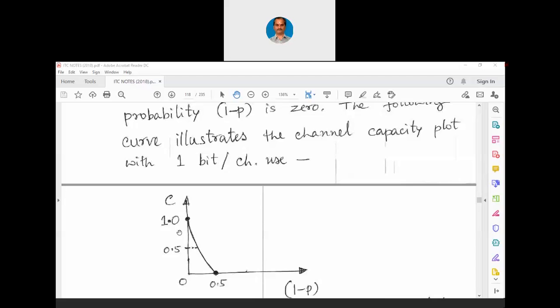So when 1 minus P is 0, C is maximum, 1, and C will become 0 when 1 minus P is 0.5, that we have seen here. So between 0 and 0.5, when 1 minus P is increasing, gradually C is reducing. And when 1 minus P is 0, C has a maximum value. You can see it is a slightly non-linear curve, not a linear curve as such, because basically noise is also non-linear that way. So you remember this particular curve.